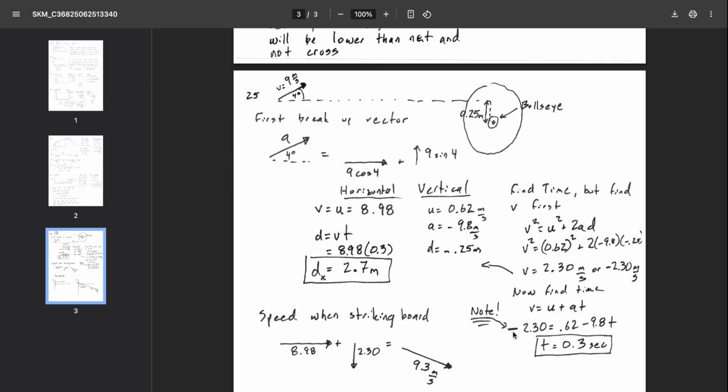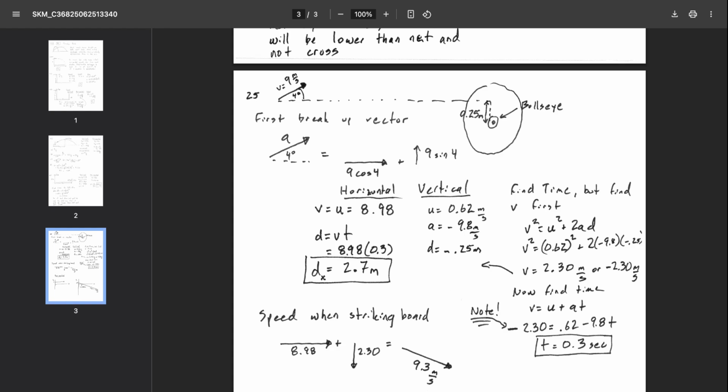So I got negative 2.3 equals 0.62 minus 9.8t. When you subtract 0.62 from both sides, you get negative 2.92. Then negative 2.92 divided by negative 9.8, the negatives cancel, and you get 0.3 seconds. Otherwise, you'll get a negative time. And if you get a negative time, that usually means that you were not careful with your signs somewhere in your vertical direction. So just go back and check those.